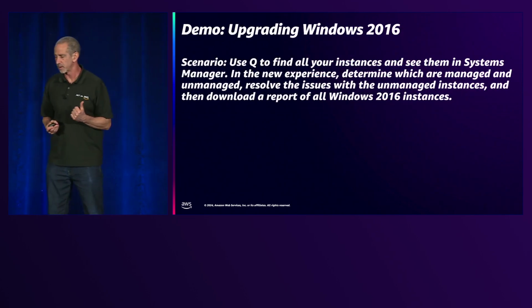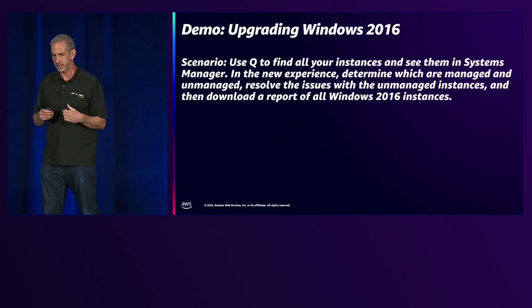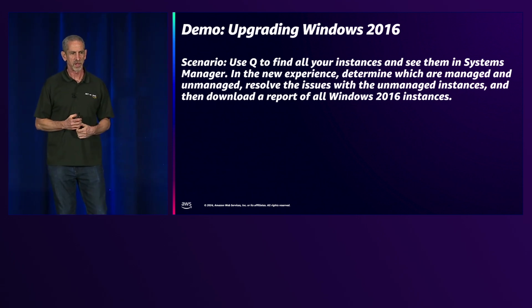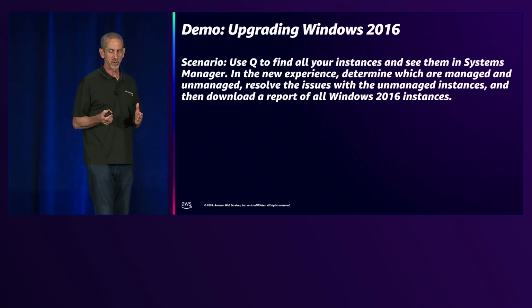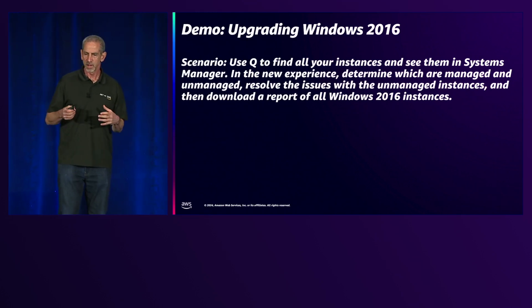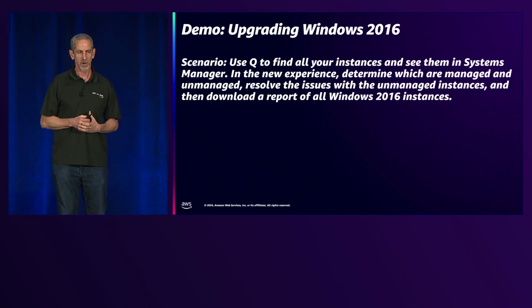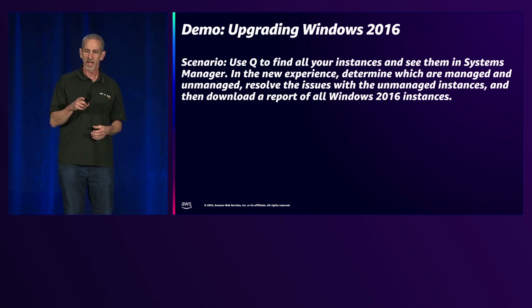So here's the scenario, right? And since everybody likes to see a little bit of AI, we're going to start with Q. So we're going to use Q to ask a question: tell me about all the systems that I have that are running Windows 2016. And it's going to go and find those, and it's going to tell you, I can bring you to Systems Manager to see that full view of what's going on there.